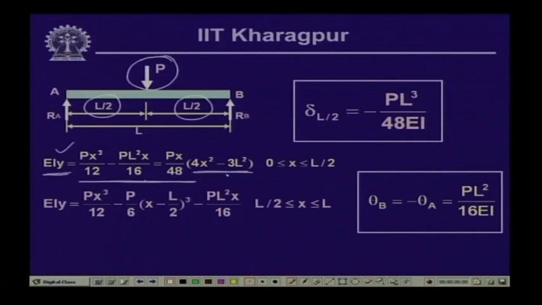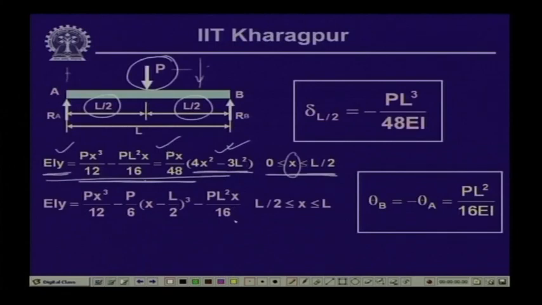Now, as you can see, this particular expression is a little different from what we evaluated in the general expression, where P was located at a distance of a from the left support. This particular expression is valid between 0 and L by 2. When the value of x lies between 0 and L by 2, this expression is used.